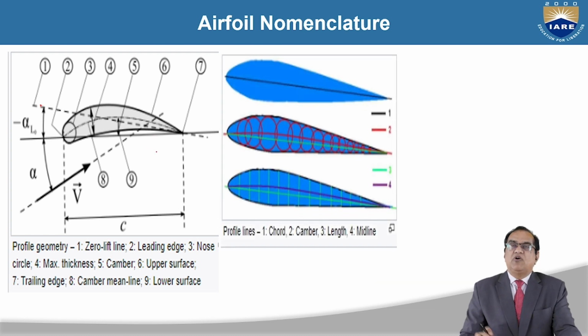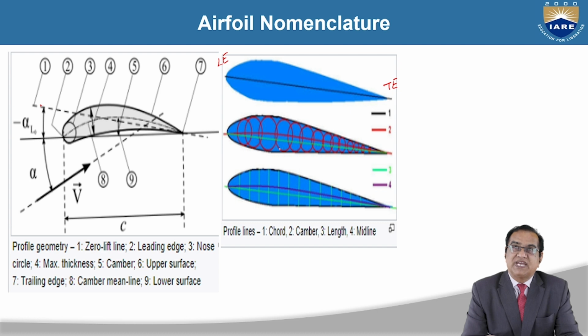So now here we can see 1 and 2. 1 is the chord here, which is defined as the straight line passing from the leading edge to the trailing edge. I write leading edge LE, and this is the trailing edge TE. So the line which is passing from leading edge to the trailing edge is called the chord.